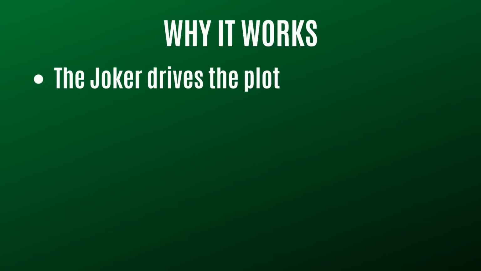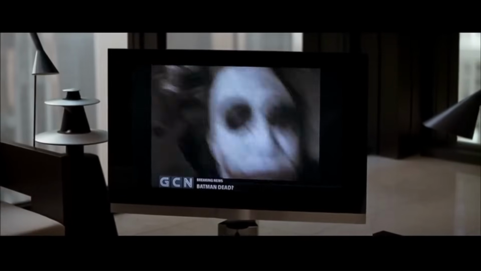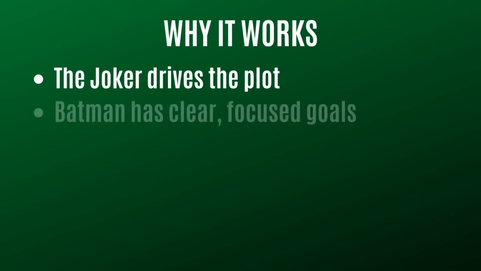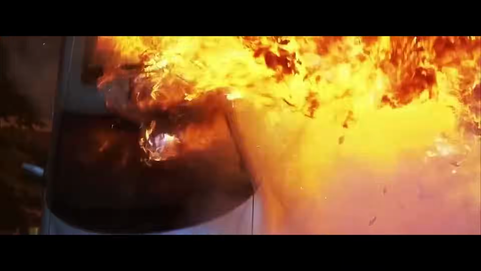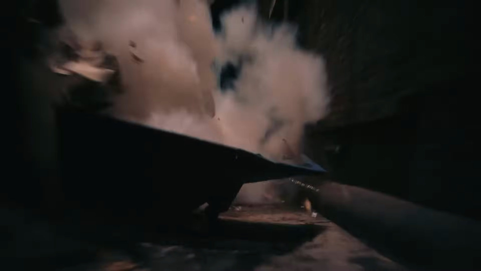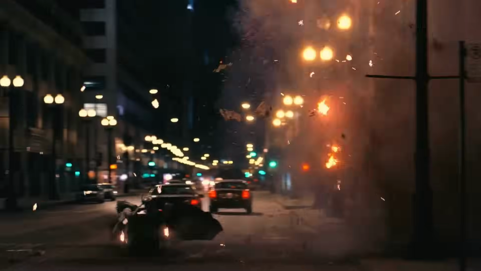There is absolutely no question who the central villain is, and he's a clever character who manipulates everyone from the mob to Harvey Dent to Batman himself in order to create chaos. Another reason why this works is because Batman has clear, focused goals. Initially, he wants to stop organized crime, then when the Joker starts aiding the criminals, Batman has to stop the Joker. It's a simple goal, yet complexity arises as the Joker uses new methods to raise the stakes.